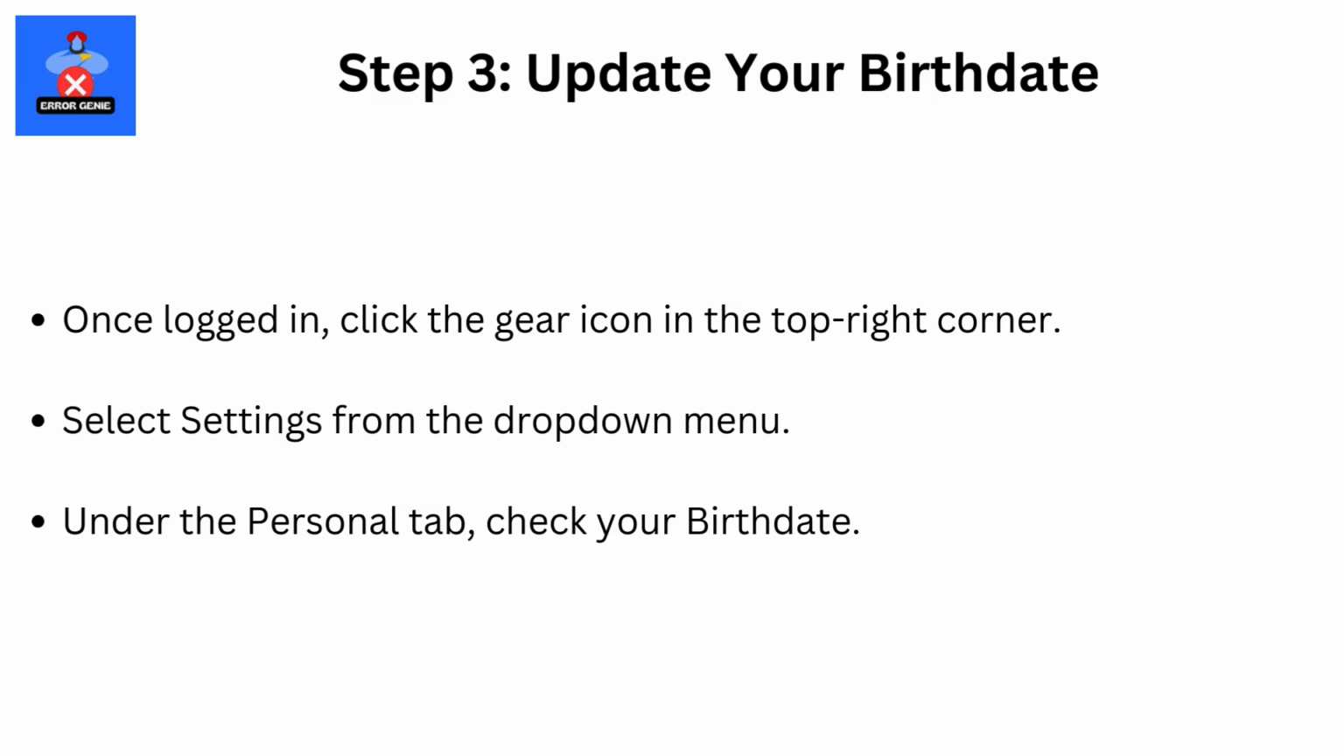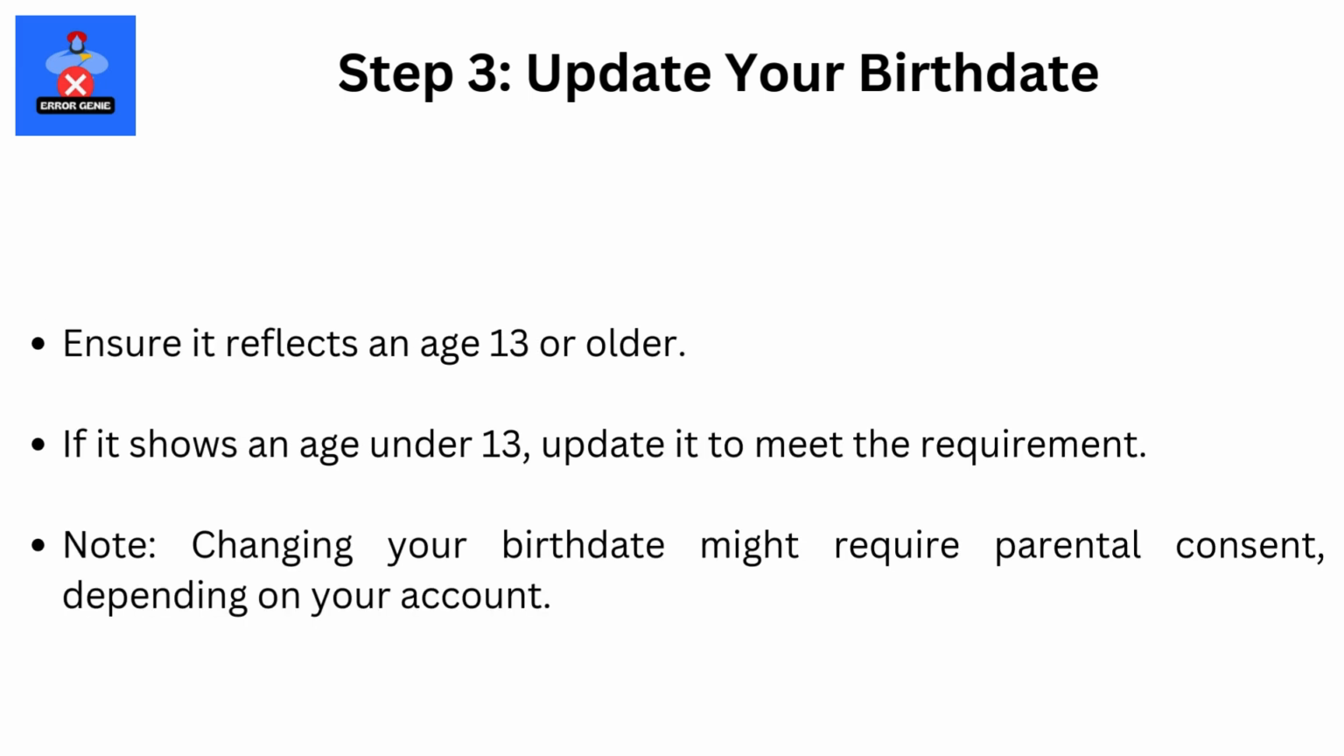Step 3. Update your birth date. Once logged in, click the gear icon in the top right corner. Select Settings from the drop-down menu. Under the Personal tab, check your birth date. Ensure it reflects an age 13 or older. If it shows an age under 13, update it to meet the requirement. Note: changing your birth date might require parental consent, depending on your account.